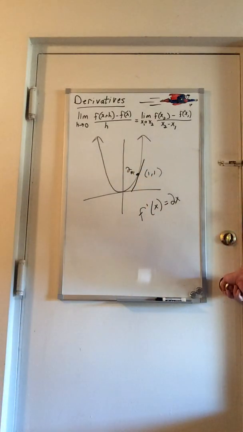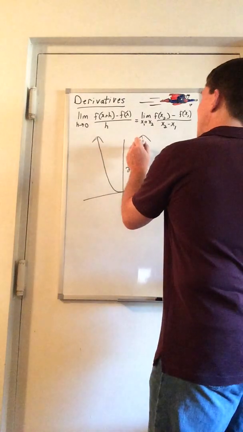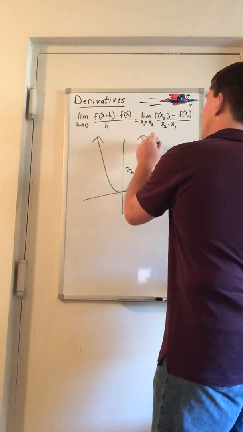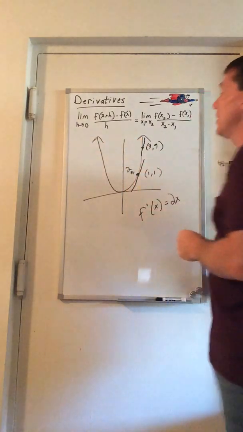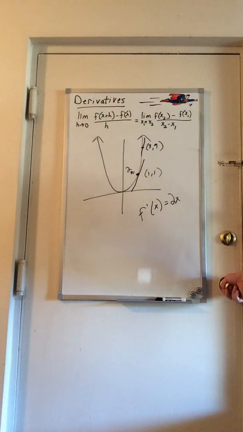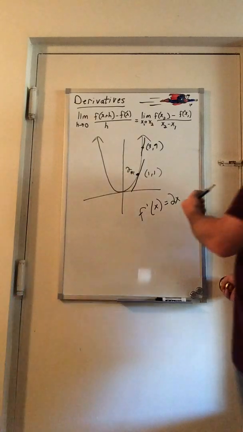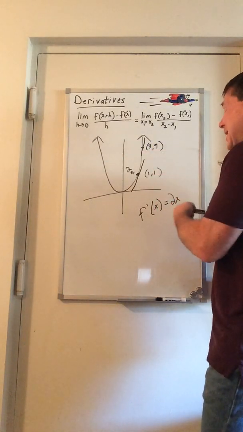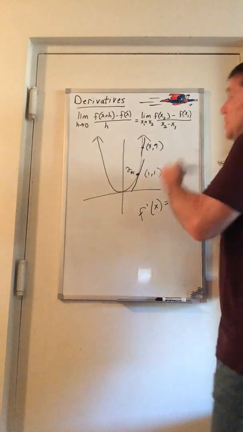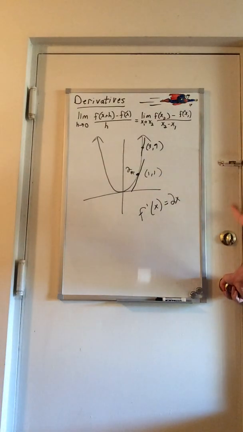It's positive. What if I look at the point over here, we'll say 3, 9. Clearly, this is a parabola. It's getting steeper. Does that actually make sense right here? Well, if my derivative is 2x, at 3, if I plug in 3, I get the derivative is 6, which means my slope is steeper. It makes sense.